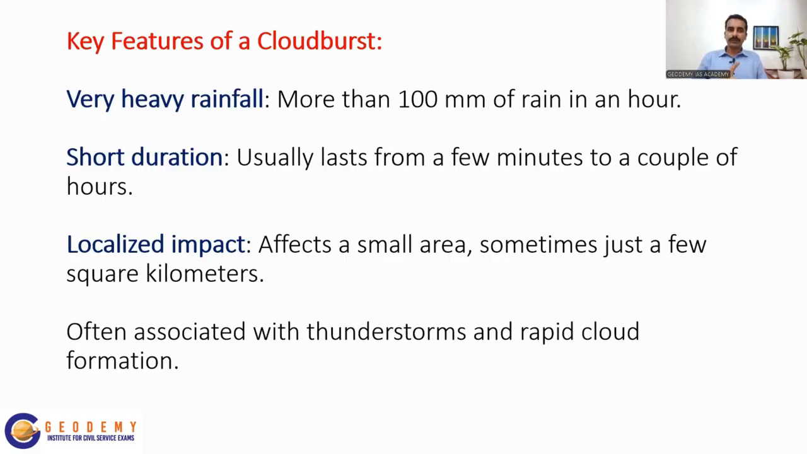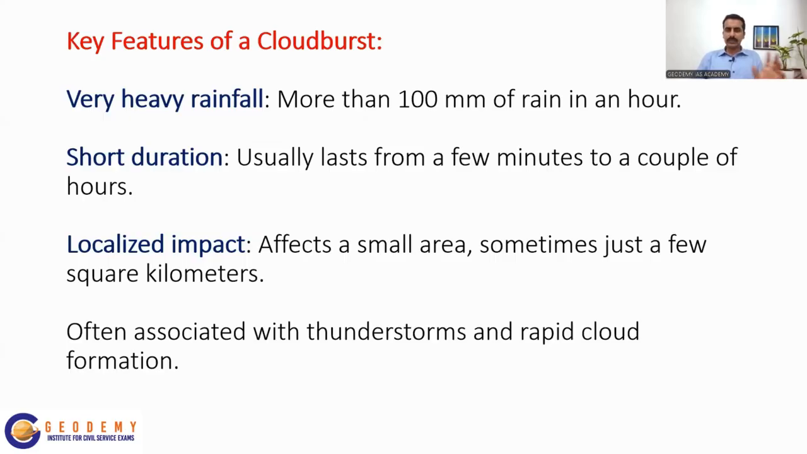What are these? One, very heavy rainfall. And then it occurs in very short duration. And then it has the localized impact in a particular region, right? So very heavy rainfall, we can explain in a simple statement that more than 100 mm of rain in an hour and short duration within few minutes or in few hours. And localized impact affects a very small area, right? That is a few square kilometer of area will be affected due to this. Okay. Sometimes it is associated with thunderstorms or rapid cloud formation.